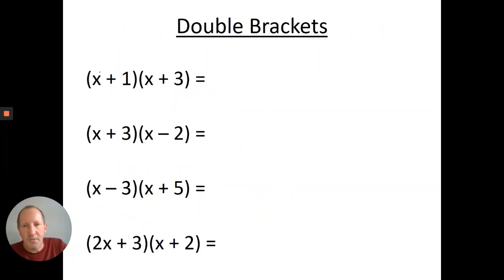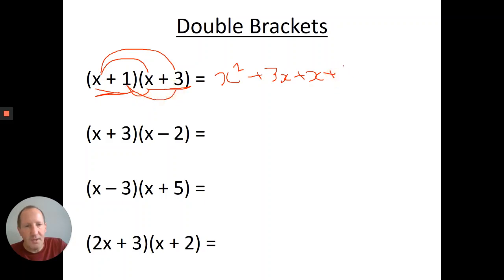Now I'm going to have a look at doing double brackets, multiplying those out, because that is the absolute opposite of factorising that we'll need for quadratics. So remember, everything in this bracket has got to multiply by everything in this bracket. I'll have x times x to give me x squared. I'll have x times 3 to give me 3x. Then I'll have this 1 times the x, which gives me x, and then this 1 times 3 to give me 3.